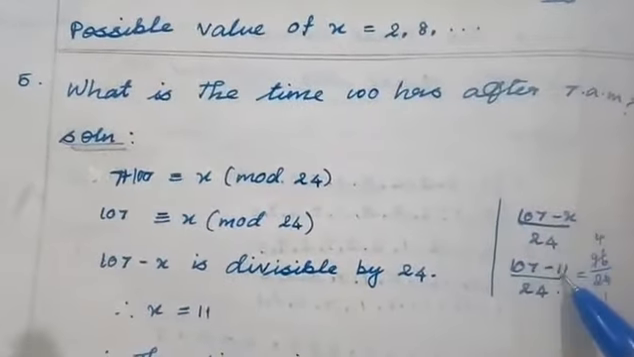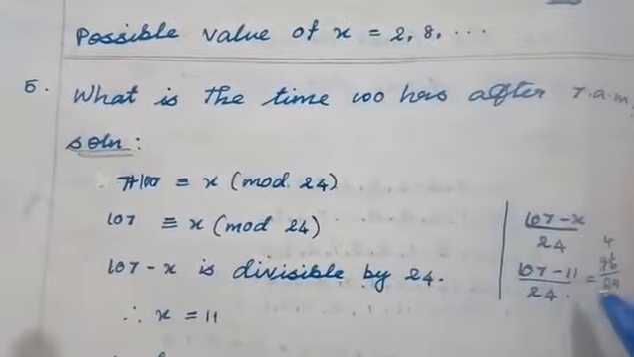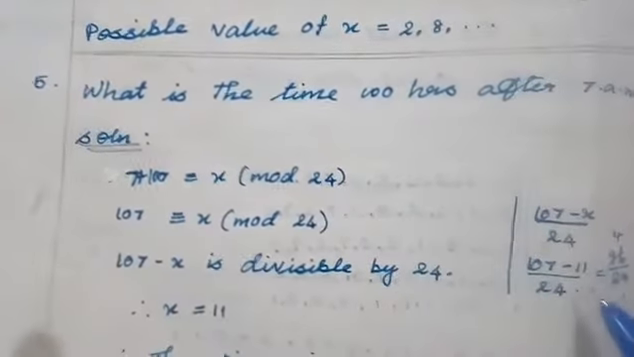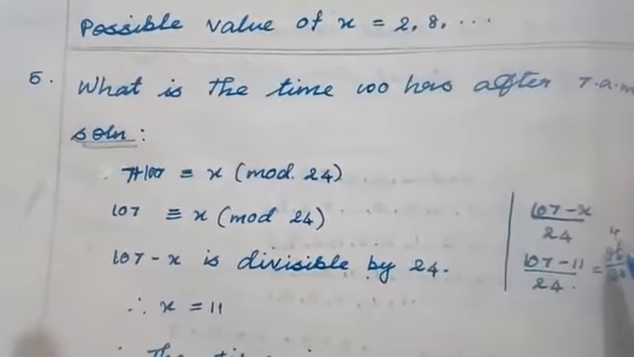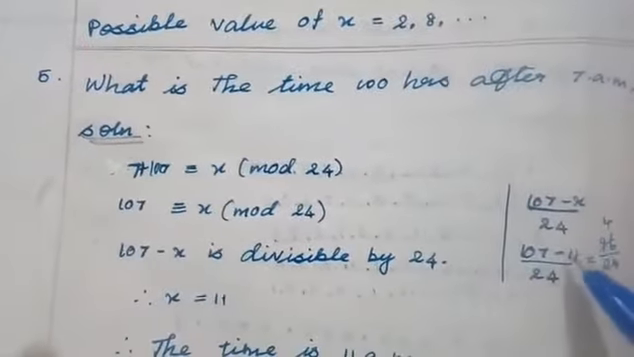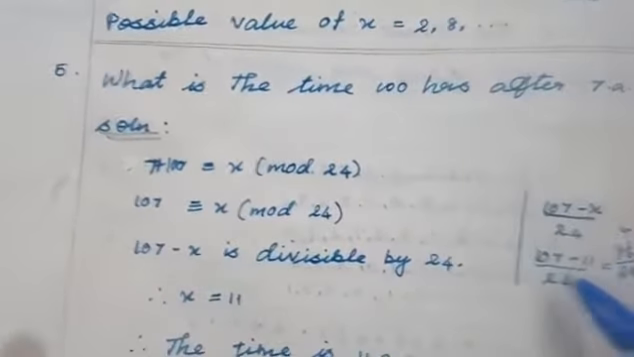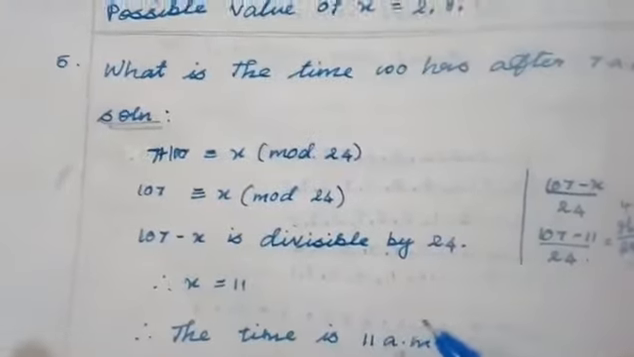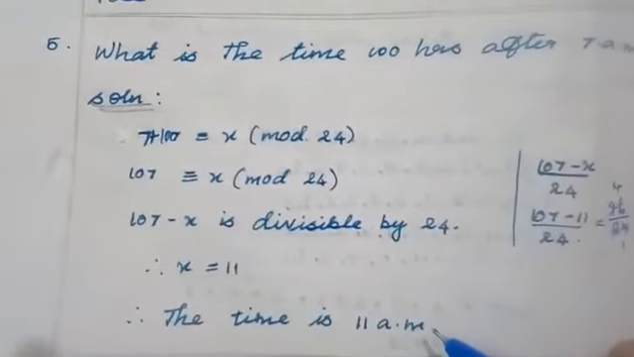Here I am selecting 11. 107 minus 11 is 96. This 96 is exactly divisible by 24. So that particular value is 11. The x value is 11, so x equals 11. The time is 11 a.m.